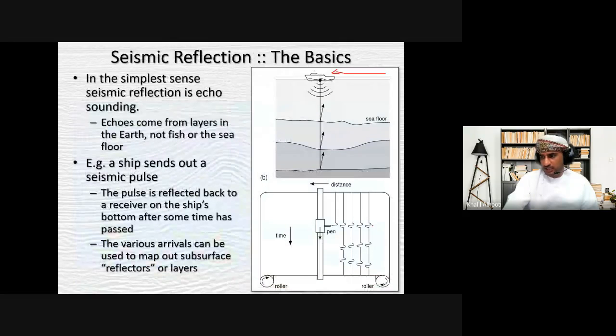So I generate a lot of pulses. This is what we call a trace. These are traces, the figure you see behind. So I record many traces. If I complete all of them, you'll find a section. This section is telling you information about the subsurface.